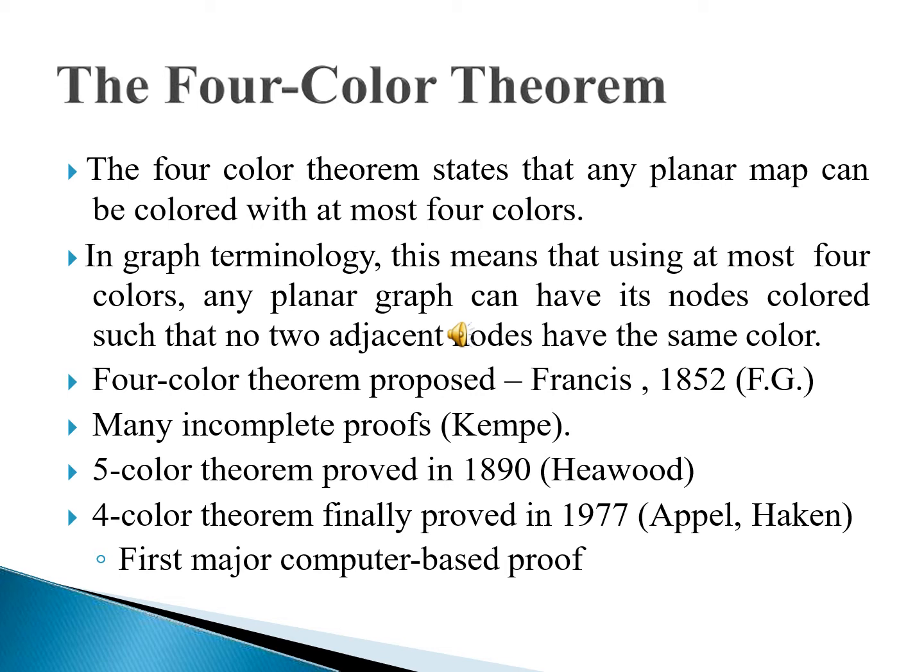The four-color theorem was proposed by Francis in 1952. Many incomplete proofs were given by Kempe, and the five-color theorem was proved in 1890 by Heawood. Then the four-color theorem was finally proved in 1977 by Appel and Haken. The first major proof was computer-based.